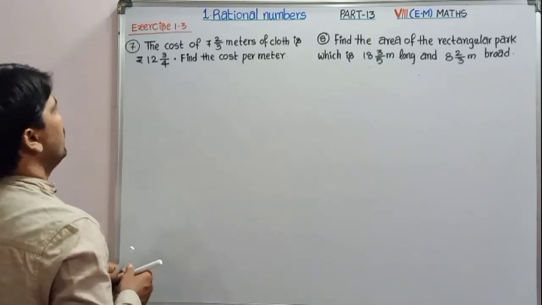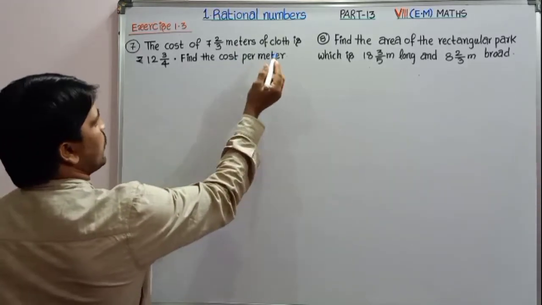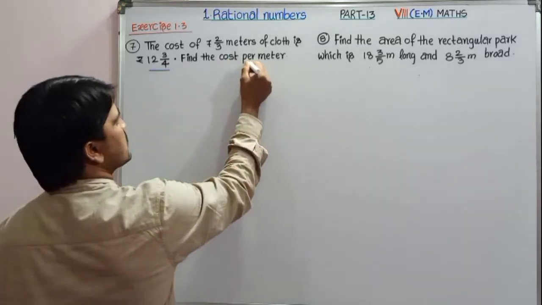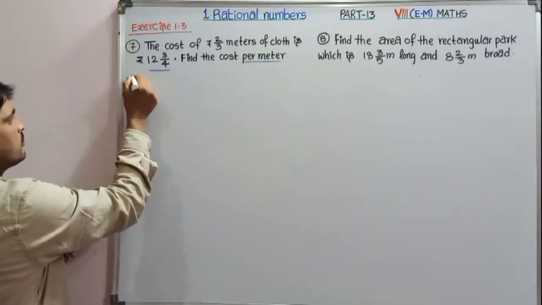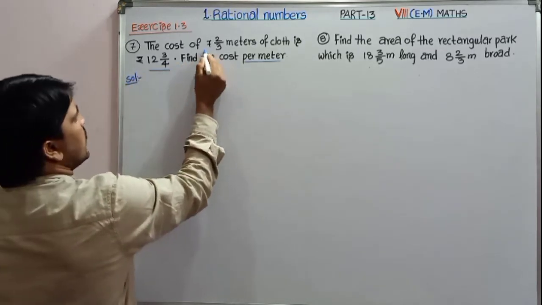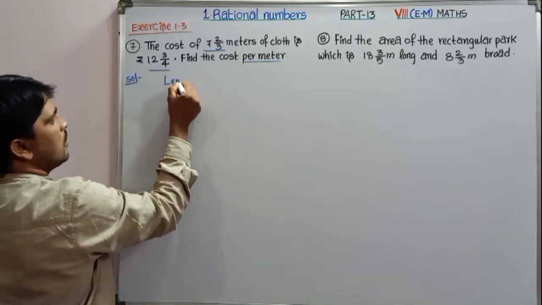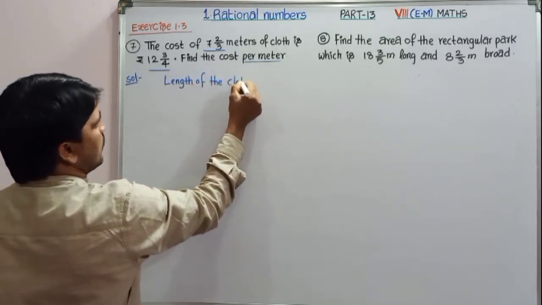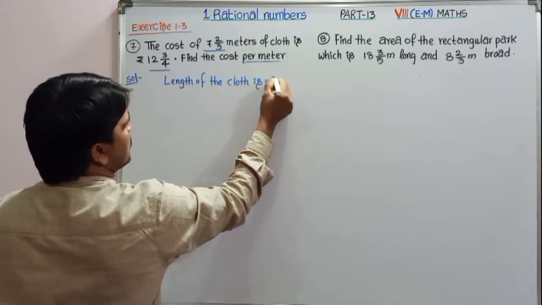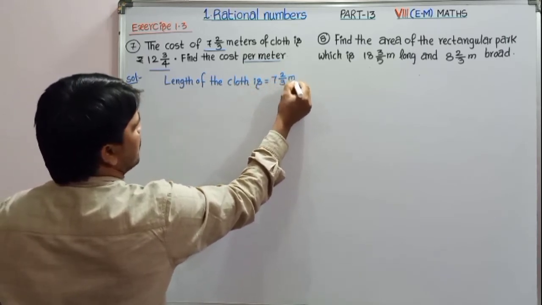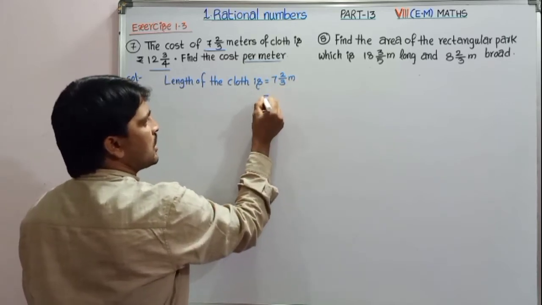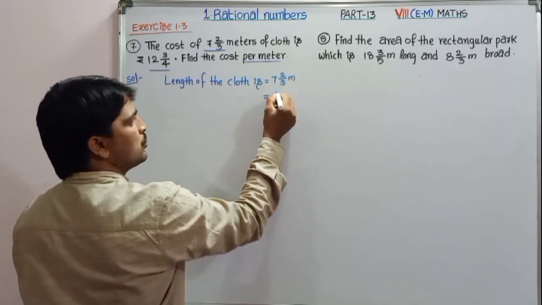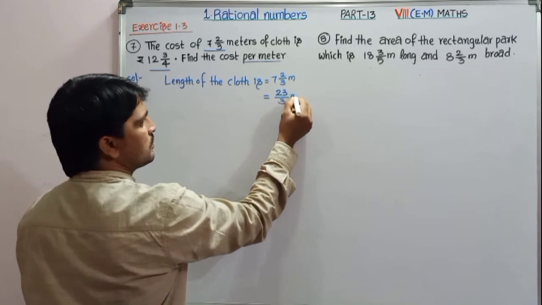The cost of 7 whole 2 by 3 meters of a cloth is rupees 12 whole 3 by 4. Find the cost per meter, the cost of 1 meter. Solution. Since the length of the cloth is equal to 7 whole 2 by 3 meters, as it is a mixed fraction, let us convert it into an improper fraction. 3 sevens are 21 plus 2, 23 by 3 meters.